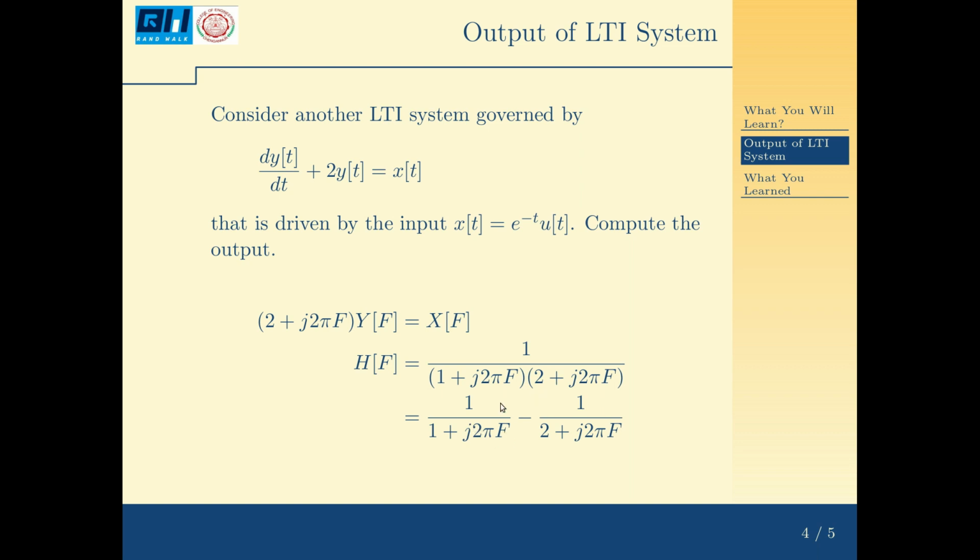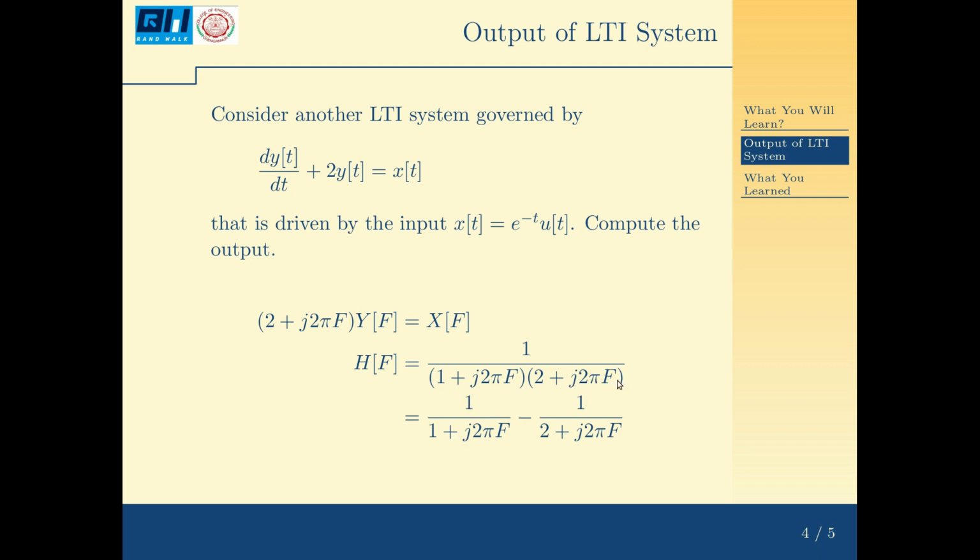So the first pole is f equal to minus 1 by j2π. I substitute f equal to minus 1 by j2π by masking this term. Masking this term means I multiply H(f) by 1 plus j2πf. If I put f equal to minus 1 by j2π in the second part, it becomes 1 by 2 minus 1, that's a 1. So the residue for the first term is 1.